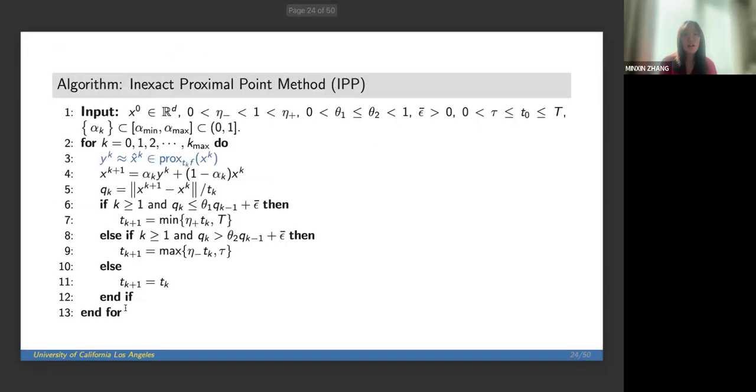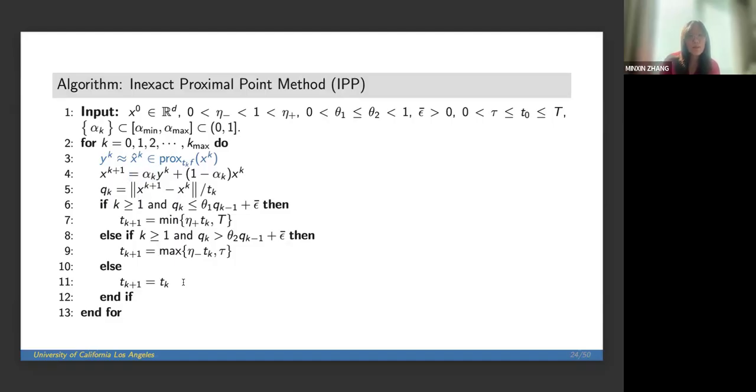So here's the outline of this algorithm. At each iteration k, we compute an approximation of this proximal operator at the current iterate xk, we get a yk, and then we update our xk using this yk. This alpha k is called a damping parameter, which is between 0 and 1, mainly to prevent the algorithm from proceeding too fast but along the wrong direction.